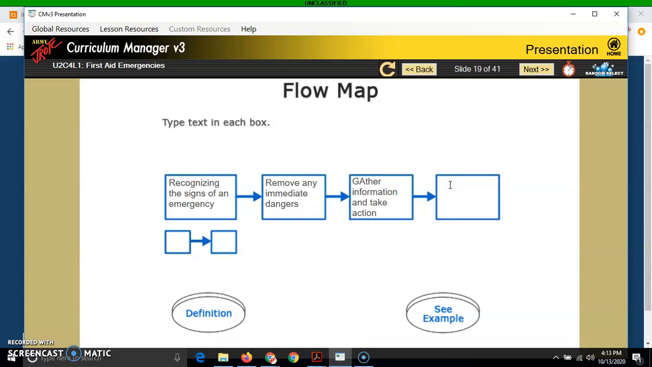And then if needed, call for help if needed. And those are your 4 steps that you would take. And you should understand that. Prepare for an emergency situation. You should understand that those are the steps we go through in order to make sure we can provide proper first aid in an emergency.